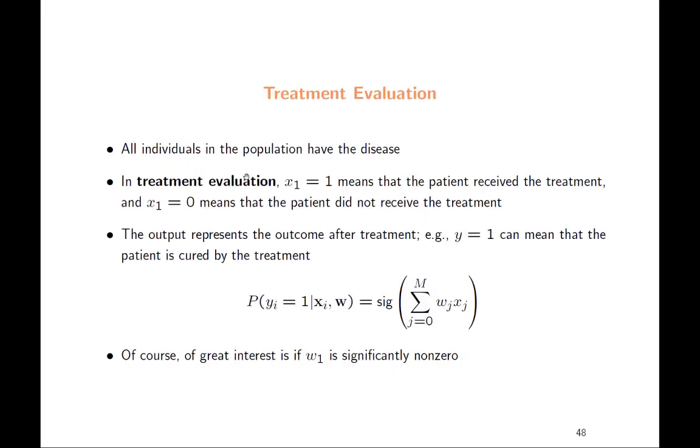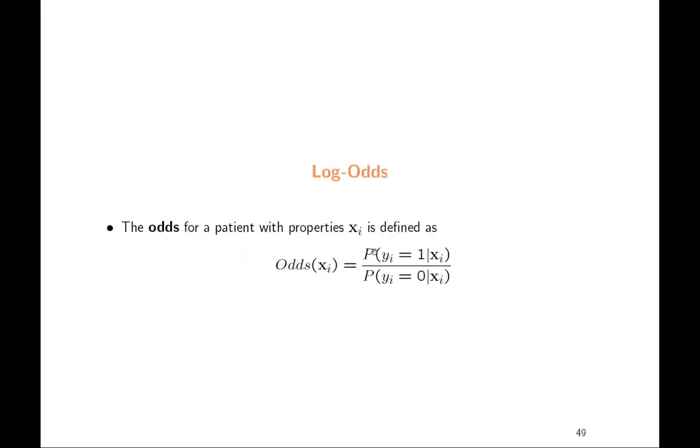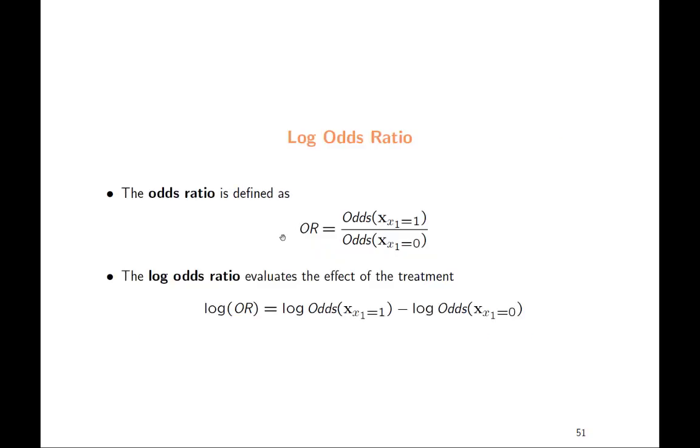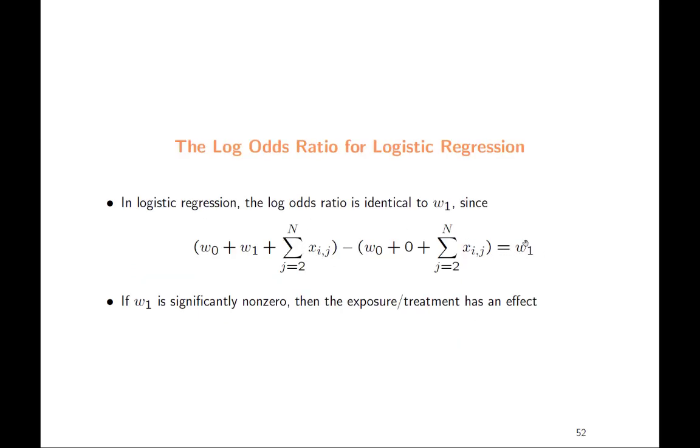Or in treatment evaluation, x1 would be the medication or the treatment, and other inputs might be sex, gender, age, whatever. In medical statistics, people define the odds and then the log odds. The interesting thing is, if you look at the log odds ratio, it is exactly w1. You have to plug in all these formulas.